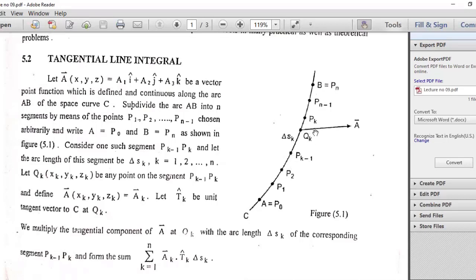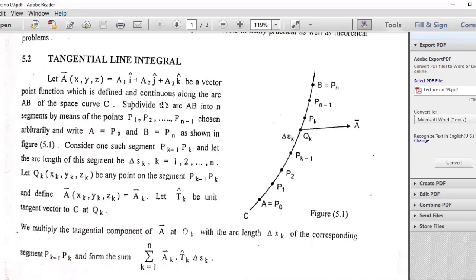Here k minus 1 is the previous point. If we add plus 1, then minus 1 and plus 1 cancel out and Pk is generated, and in the last, Pn minus 1 and then Pn.